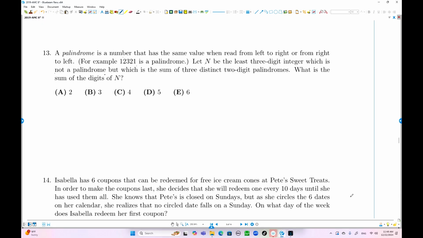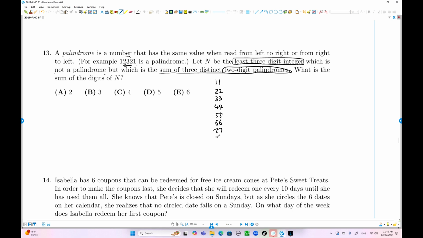Okay. Number 13, a palindrome is a number that has the same value when you read from left to right or from right to left, okay? So 1 2 3, 1 2 3, right? Same number. But n is at least maybe several numbers, but it should be at least a three-digit integer. But this number n is also the sum of three distinct two-digit palindromes. What is a two-digit palindrome? 11, 22, 33, 44, 55.